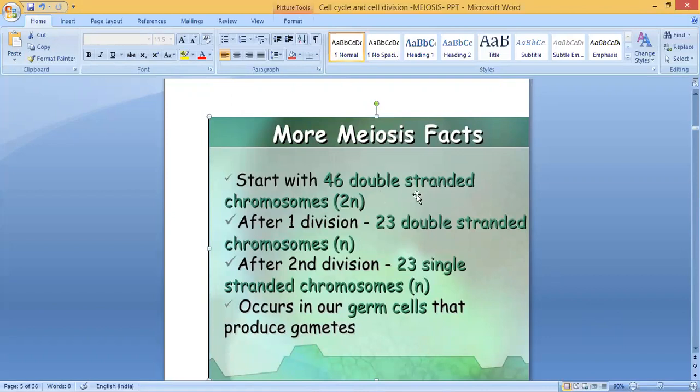You start with 46 double-stranded chromosomes. You know we have 23 pairs, so 46 double-stranded chromosomes, that is 2n, diploid in nature. After one division, it will become half: 23 double-stranded chromosomes, that is n. After the second division, 23 single-stranded chromosomes will form, all n, haploid in nature. It occurs in our germ cells that produce gametes. Clear?